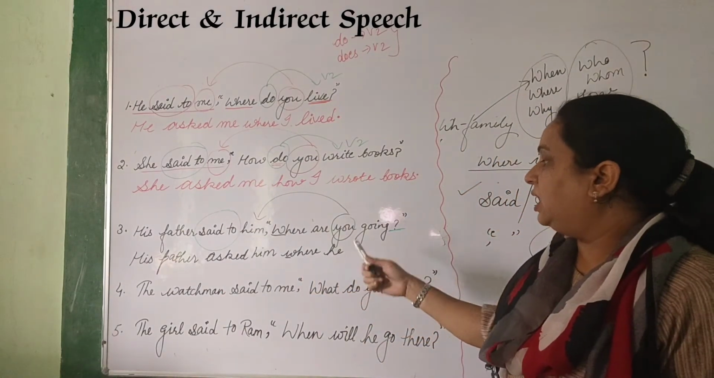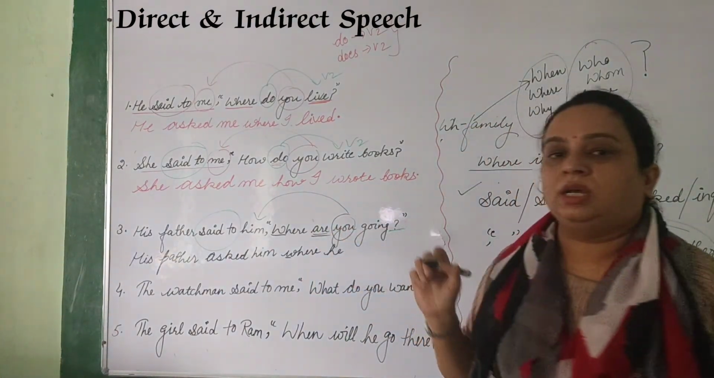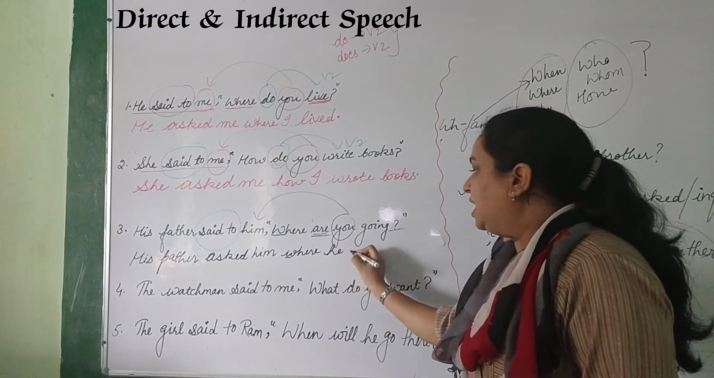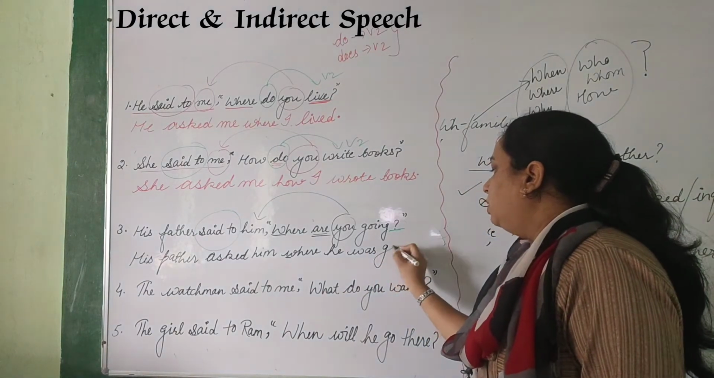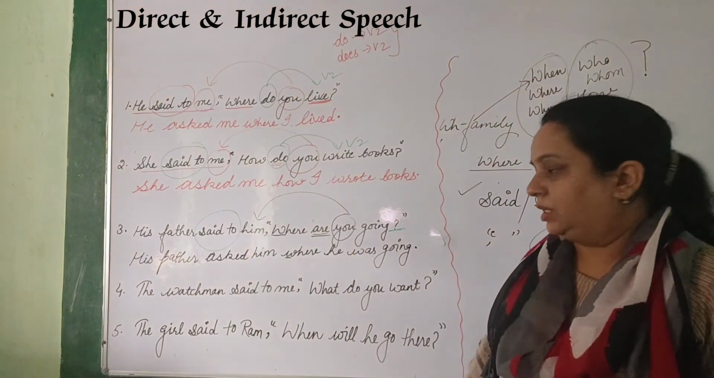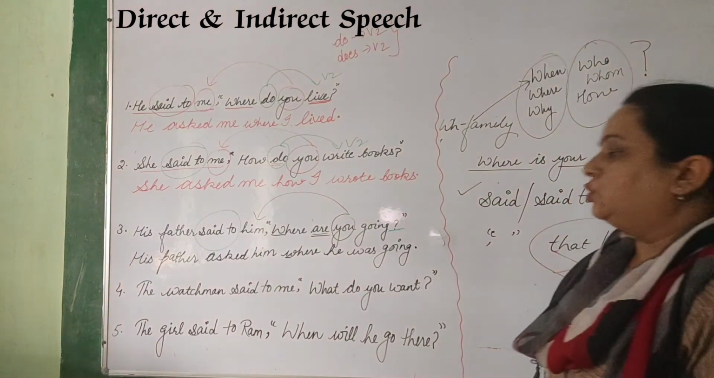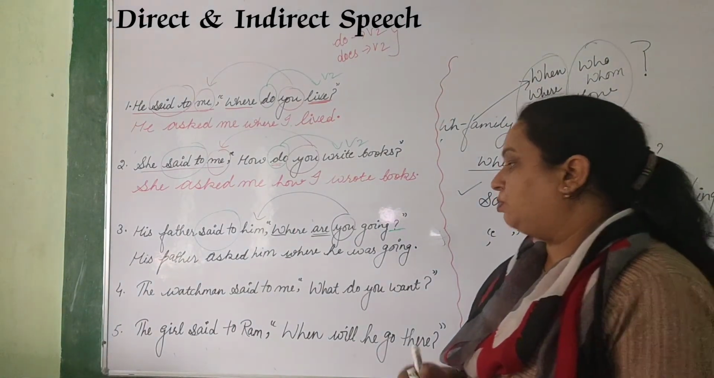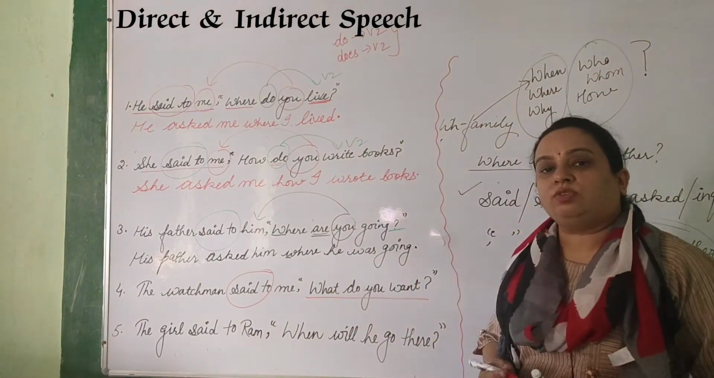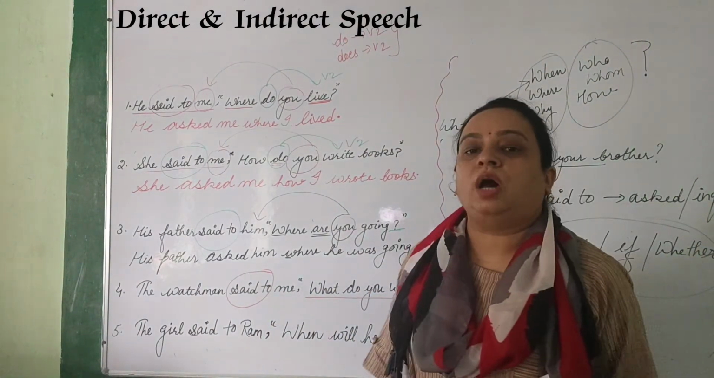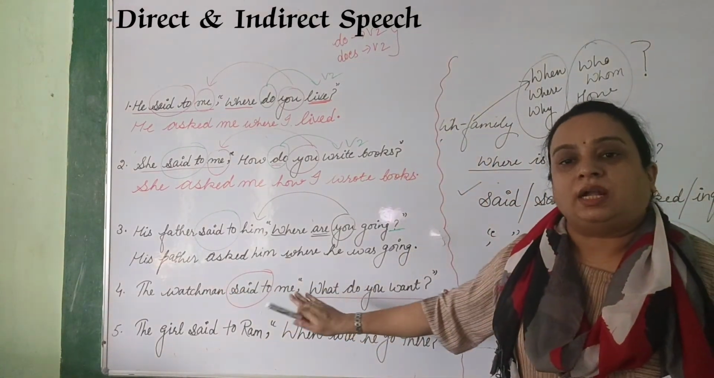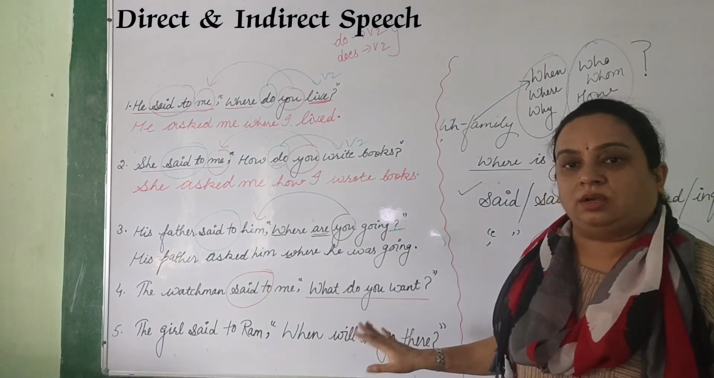So he, where he. Now the helping verb is what? Are. So what is the change? Are changes into was. So he was, and going will remain going, full stop. Next, the fourth one is, the watchman said to me, what do you want? So the watchman said to me, and once again here said to me, and this is a question. So what you have to do? At the place of said to, you will use asked, right? So the answer is, the watchman asked me. At the place of comma, nothing will be there, okay?